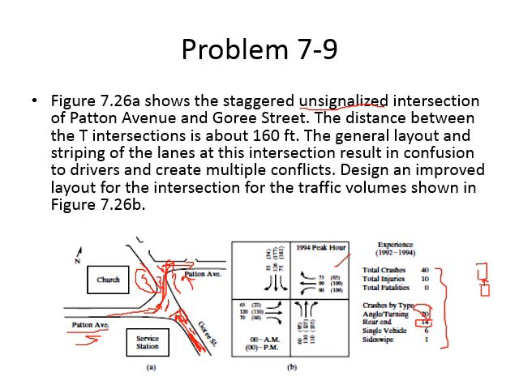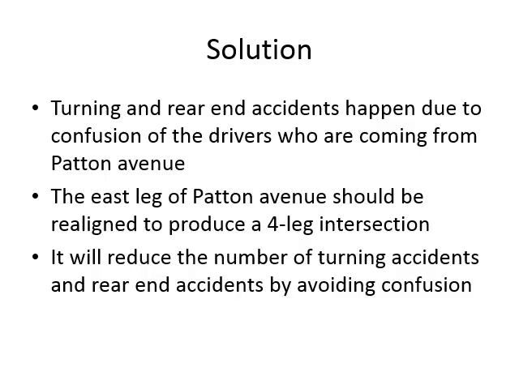So what can we do to avoid this? By the way, this length is given here. The length in which they are doing the weaving is only 160 feet. 160 feet is very short. It's not even 100 meters. So if you can make the two legs of the avenue, which come from different directions, have the same alignment, it could decrease the turning and rear end accidents.